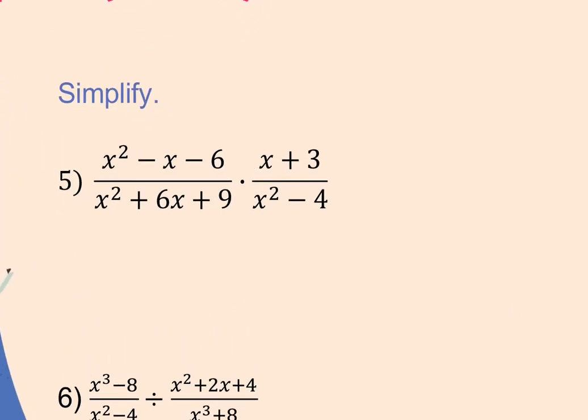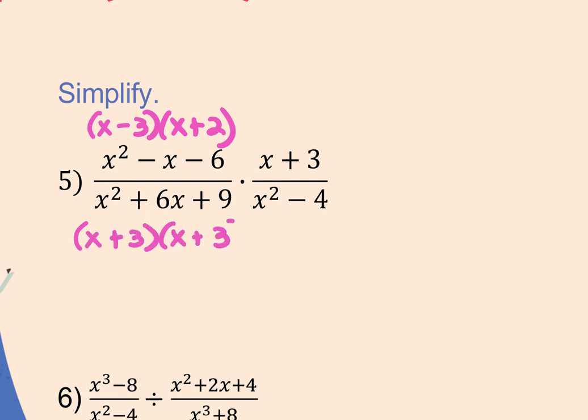All right, so if I factor the top left, I'm looking for the factors of negative 6 that sum to negative 1, which are x minus 3 and x plus 2. The bottom left, factors of positive 9 that sum to 6 would be x plus 3 and x plus 3. The top right stays as it is, so these are gone. The bottom right is x plus 2 and x minus 2, a difference of two squares.